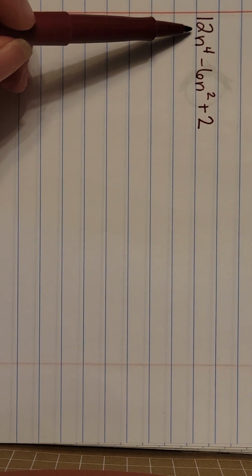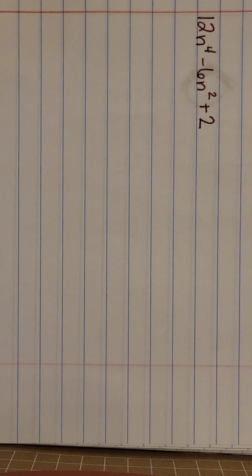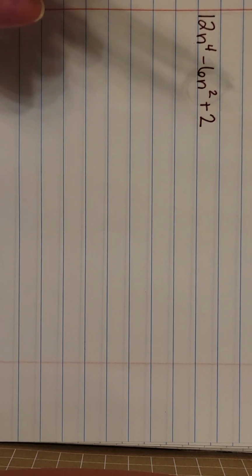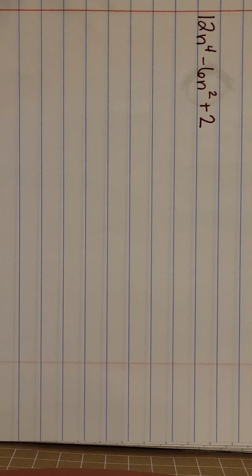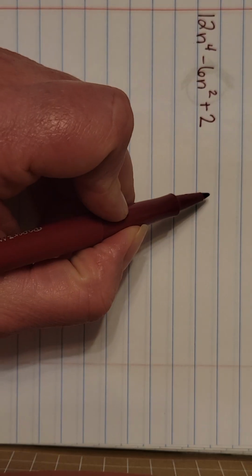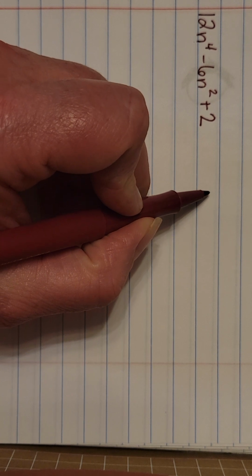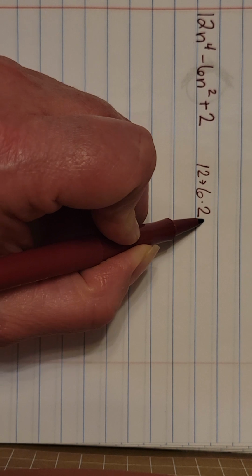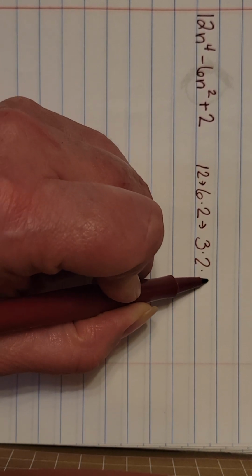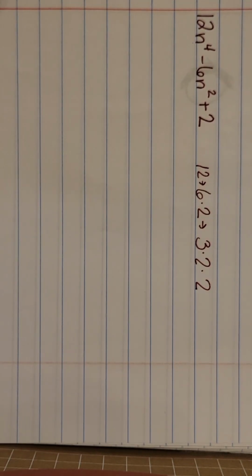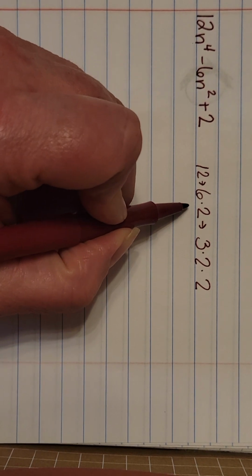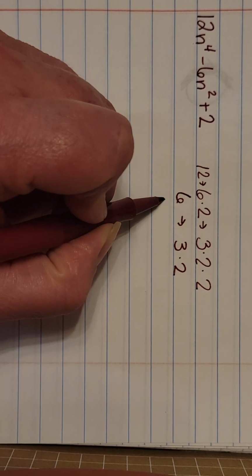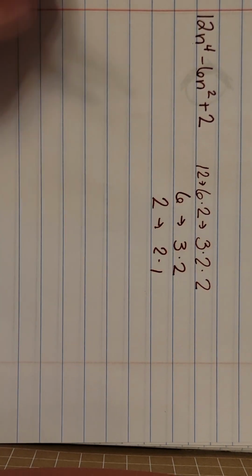I noticed that they're all even. 12, 6, and 2. I think that's all I can take out is a 2, right? Because 2 doesn't have a lot of factors. So if you're struggling, again, you can list the factors. You could say, okay, 12 is 6 times 2, which is the same as 3 times 2 times 2, right? Because 6 is 3 times 2. And then you could list out the factors of 6, 3 times 2. And the factors of 2 are just 2 and 1, right?